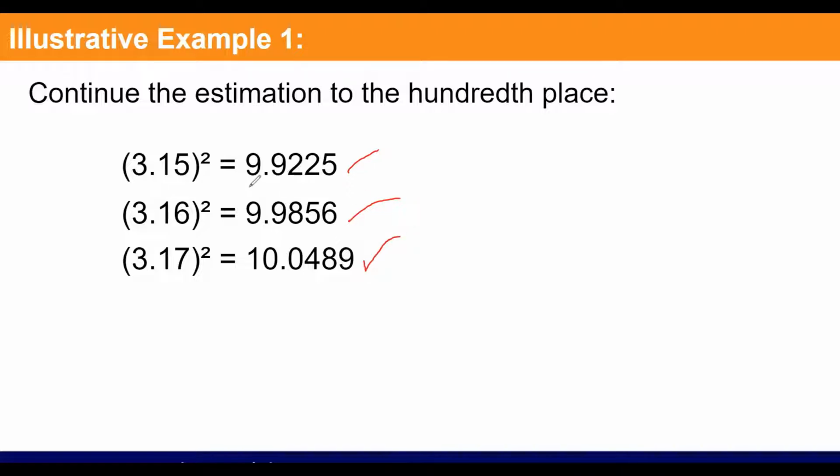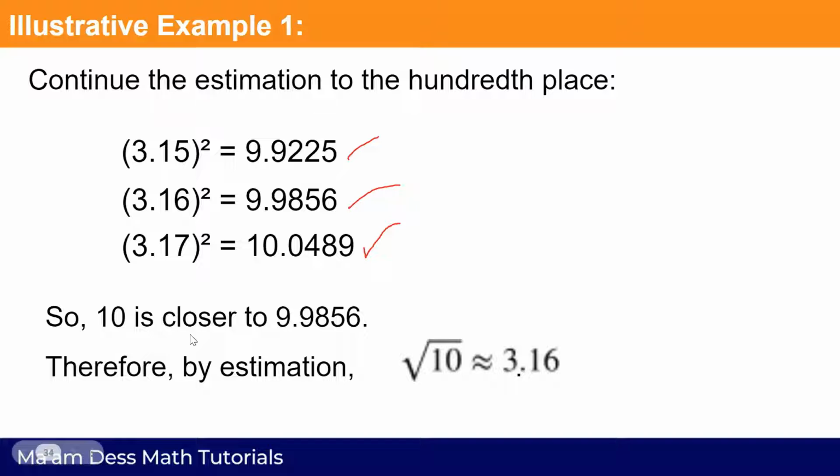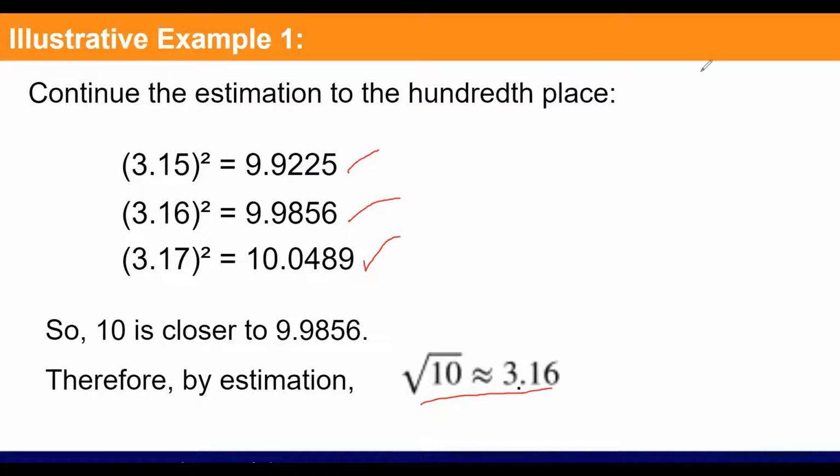Okay, so pipiliin po natin alin yung pinakamalapit sa square root of 10. So, therefore, ito po yun. Closer is 9 and 9,856 ten-thousandths. So, yun yung pinakamalapit sa square root of 10. And therefore, by estimation, the square root of 10 is approximately 3 and 16 hundredths.